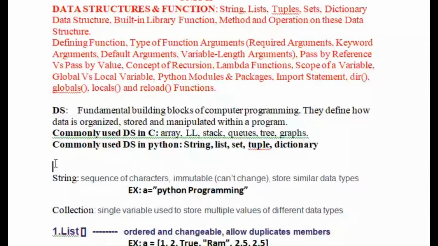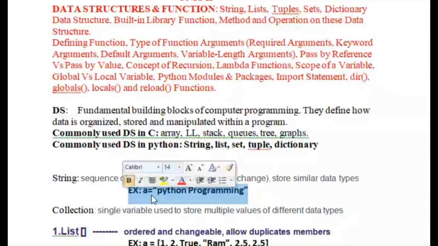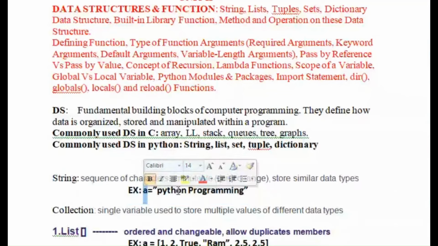So here I'm going to start with a string. Tomorrow I'll teach you the basic necessities involved in Python programming. Today let me start with a string, right? A string is a sequence of characters. I have written an example: a = "Python programming". Which means a is a variable name, where Python programming is a sequence of characters. This sequence of characters will be stored in a variable named a.